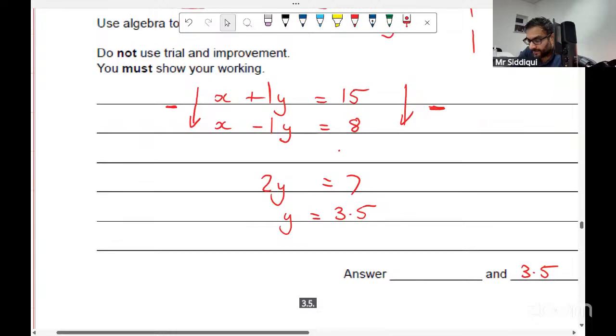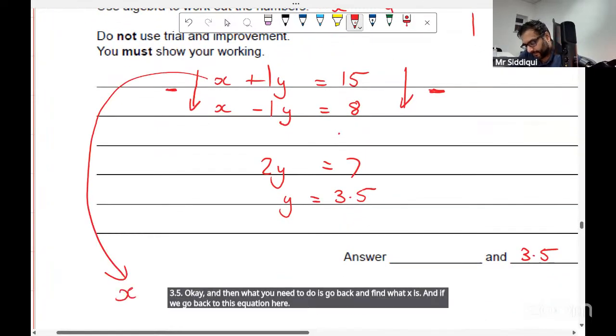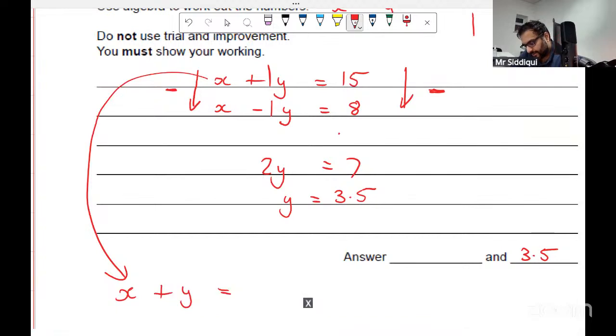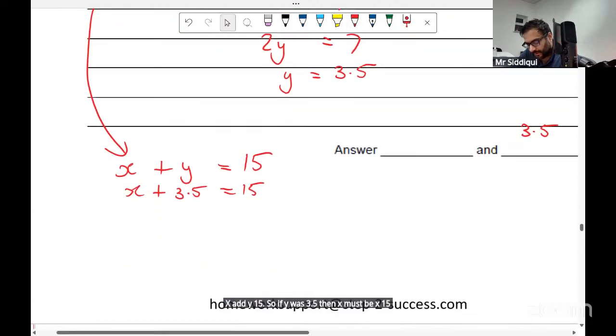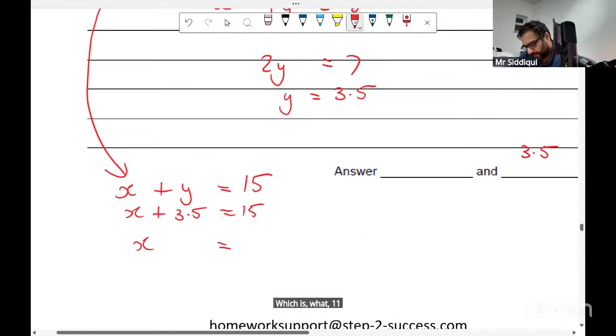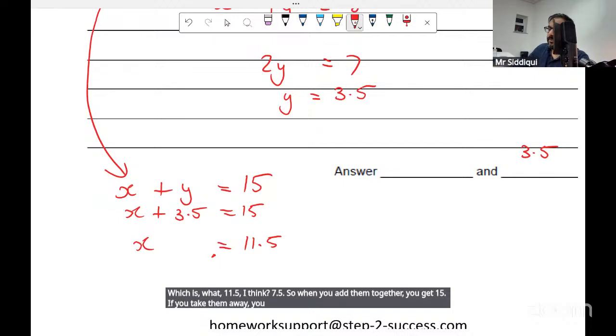Okay, and then what you need to do is go back and find what x is. If we go back to this equation here, x add y was 15. So if y was 3.5, then x must be 15 take away 3.5, which is 11.5, I think. Yeah, 11.5. So when you add them together, you get 15. If you take them away, you get 8. So it all works. Just see if anybody has any other questions.